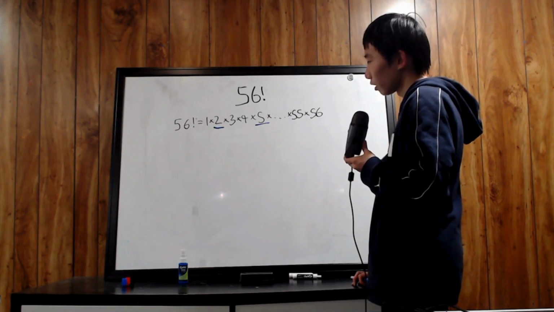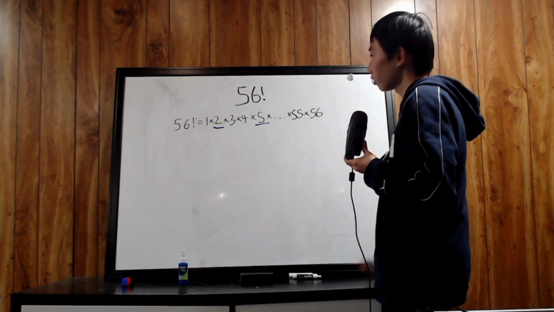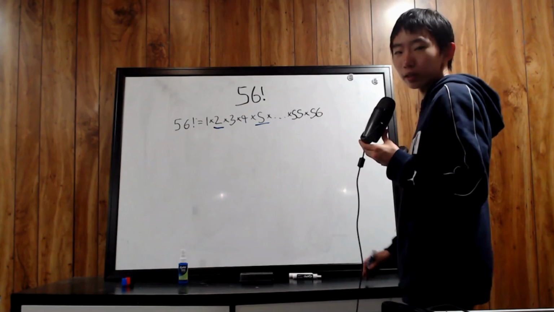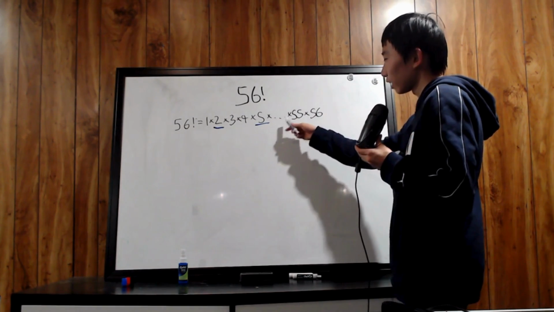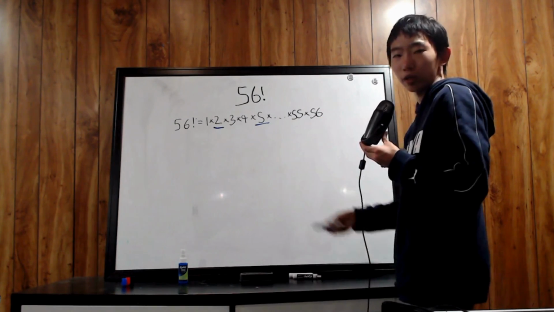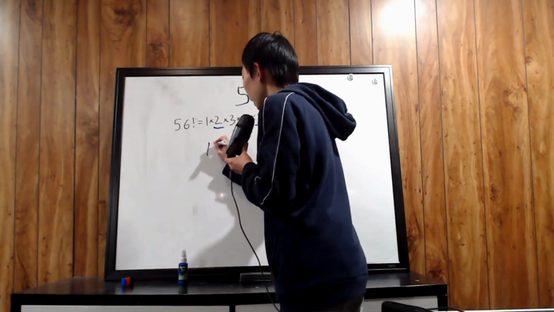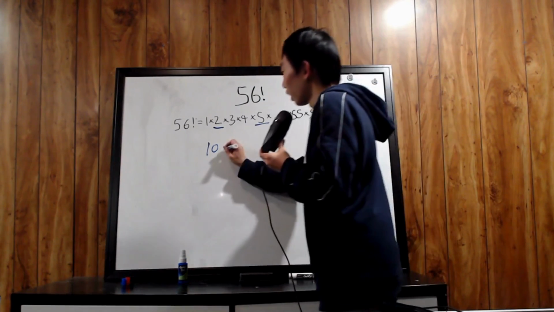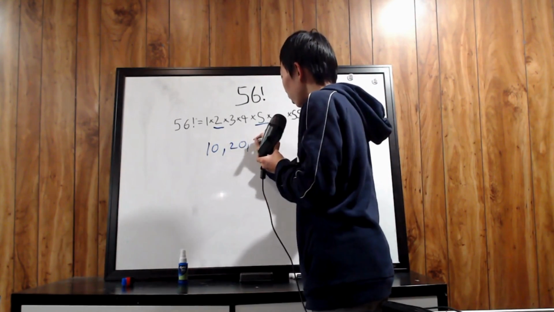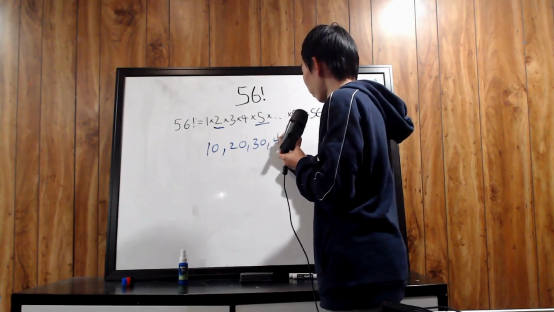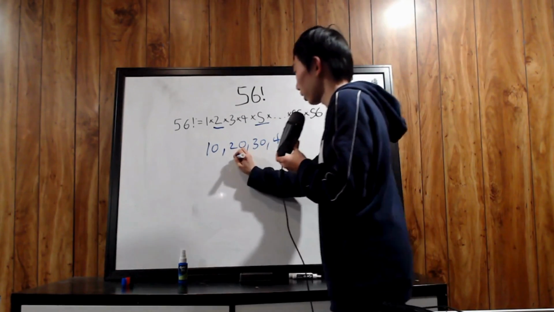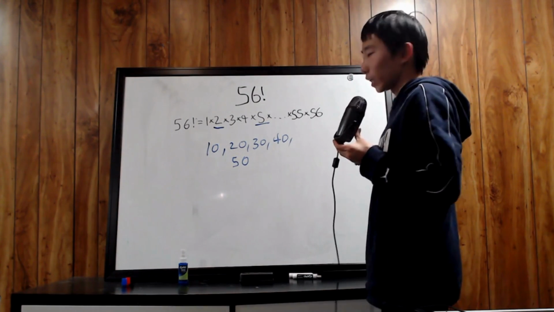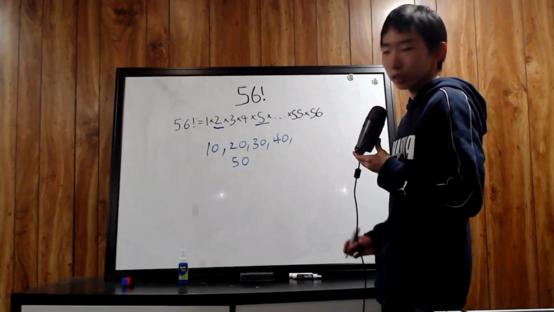Okay. And we also know that in 56 factorial, since 56 is obviously greater than 10, there will be a 10 multiplied somewhere in this factorial. So there will be directly a 10 multiplied, and that's another factor of 10. And we know that there's also going to be a 20 that is multiplied in here, 30, there's also going to be a 40, there's also going to be a 50. These all contain a factor of 10, so these are just more factors of 10 to consider.